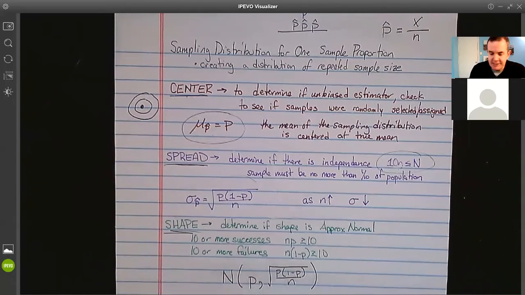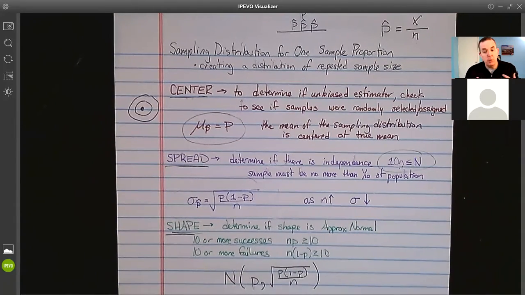Now, the last thing we do is shape. Really what we're trying to do is prove that something is approximately normal. These distributions are roughly symmetric when you look at them, these sampling distributions. But we really need to say that they're approximately normal, because if they're approximately normal, we can answer a whole lot more questions in depth.